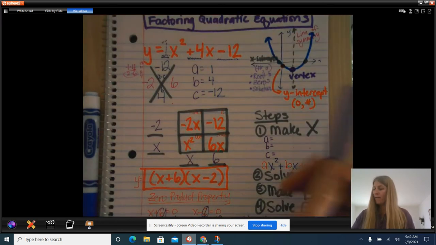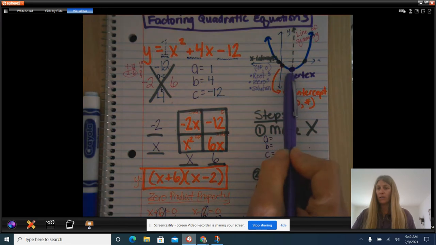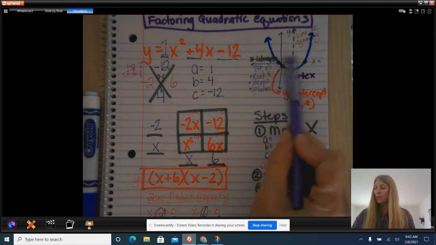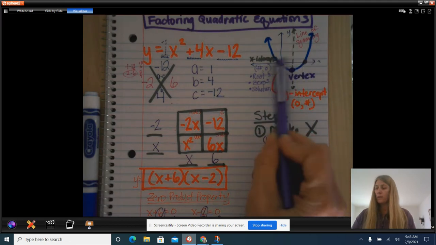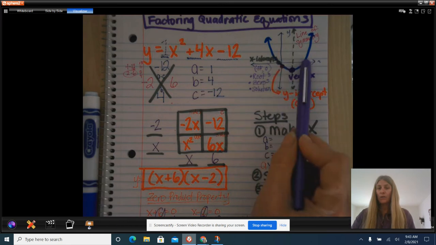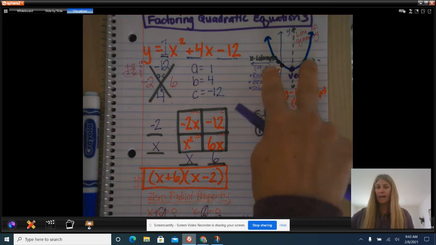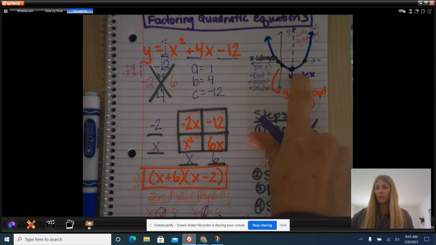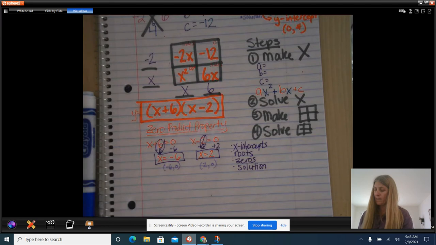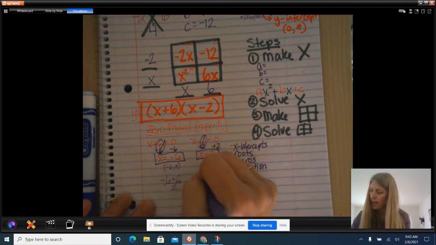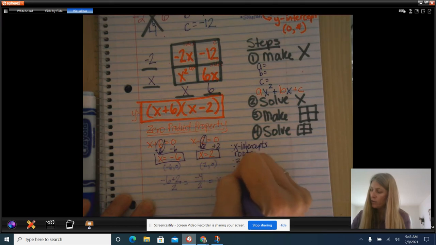Now, because we have our vertex right here, and we know that our vertex goes through the axis, the line of symmetry, we know that these two numbers are equidistant. So what we want to do is find the middle of those two numbers. So we're going to add them together and divide by 2, and that's going to give us the x value of our vertex. So we're going to go negative 6 plus 2, and then divide by 2. So that gives us negative 4 over 2. So we have an x value of negative 2.